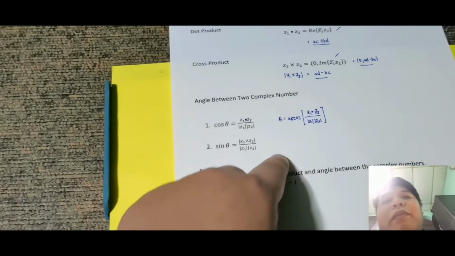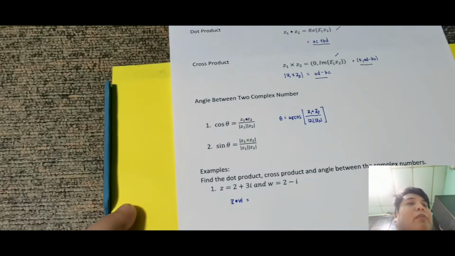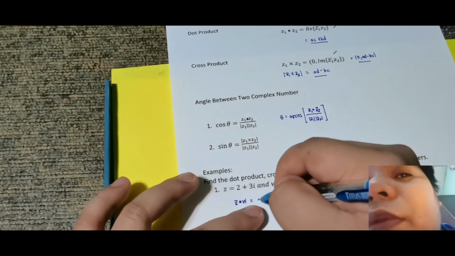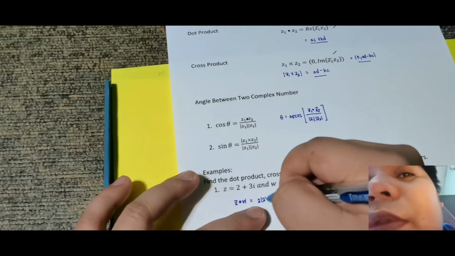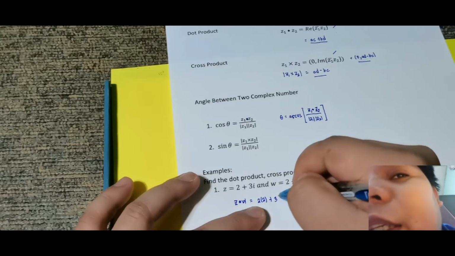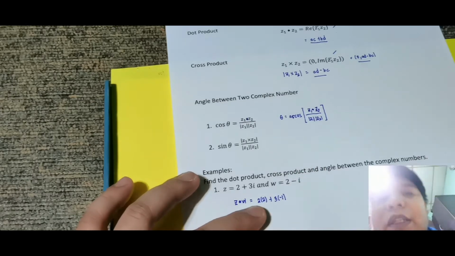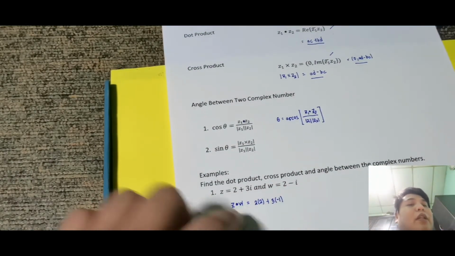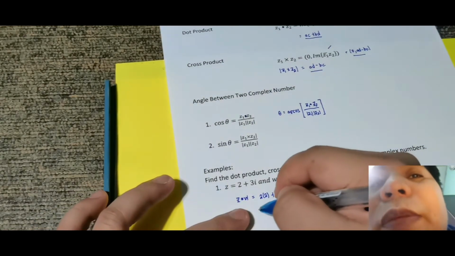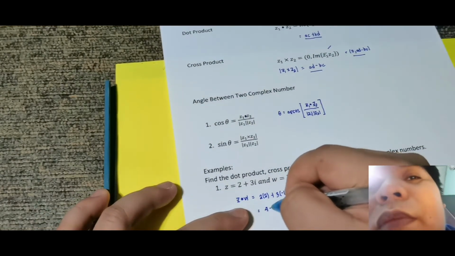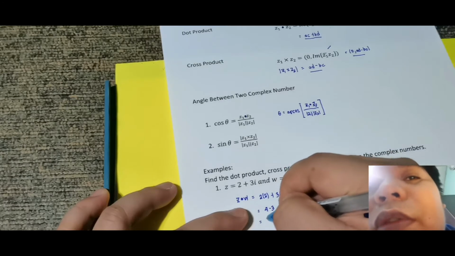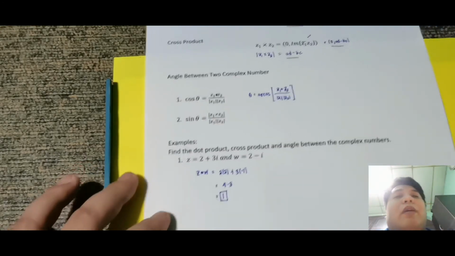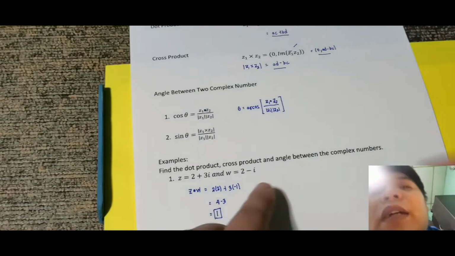Okay, so paano yung formula? Real part times the real part plus imaginary part times imaginary part. So this case, this is 2 times 2 plus 3 times negative 1. Kasi real part nito is 2, real part is 2, imaginary part is 3, imaginary part is negative 1. So obviously, that product is equal to 4 minus 3, which is equal to 1. So ito yung kanyang sagot. Okay, so napaka-easy.